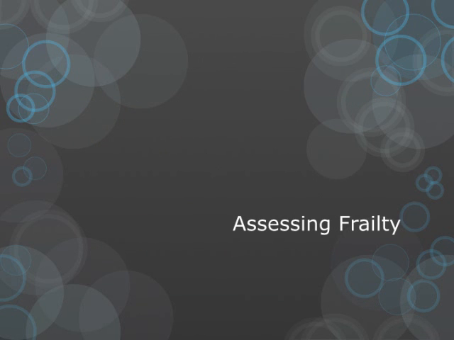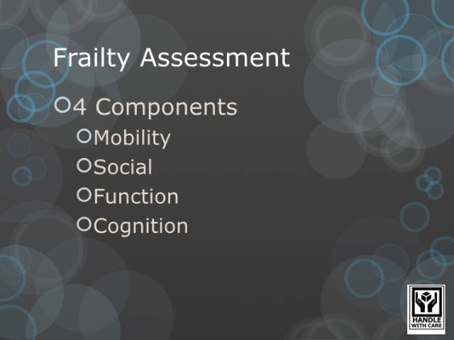So, assessing it. The clinical judgment that I was talking about basically has 4 components, and I'm going to break it down for you. And the main reason I'm doing that is to show how our allied health team and nurses can have a big role to play in this, and that it's not that hard, okay? And just to give you a way of operationalizing how we do this. So there are 4 components to the clinical frailty scale. They include mobility, social, function, and cognition.